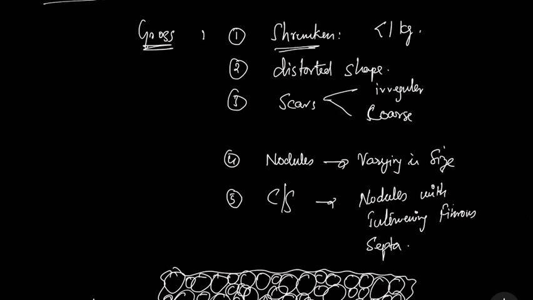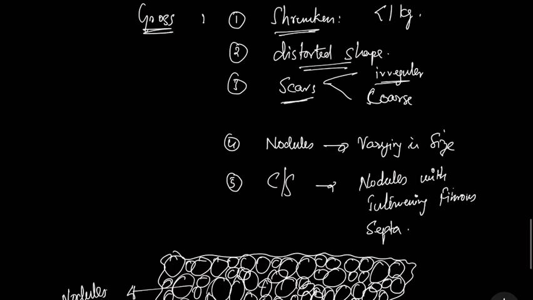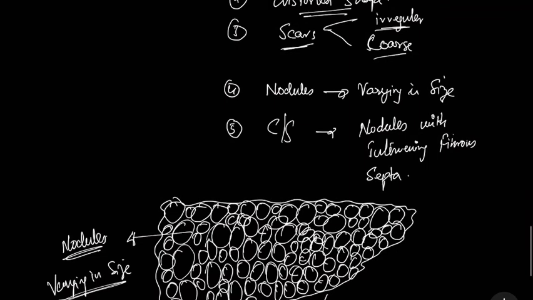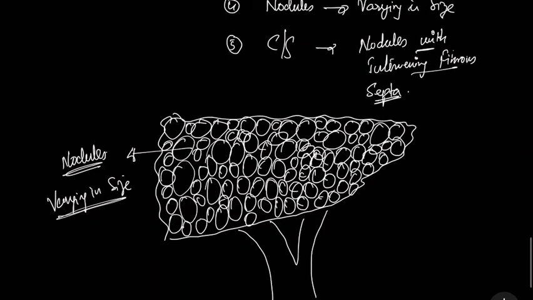has shrunken, it has a distorted shape, as you can see here. There are scars which are irregular and coarse, and nodules of varying size. The cut surface shows nodules with intervening fibrous septa. All right, coming to the microscopic features, you see these following things.